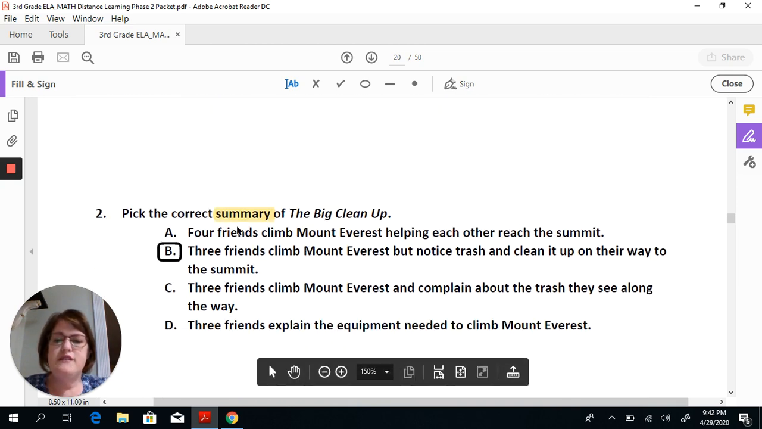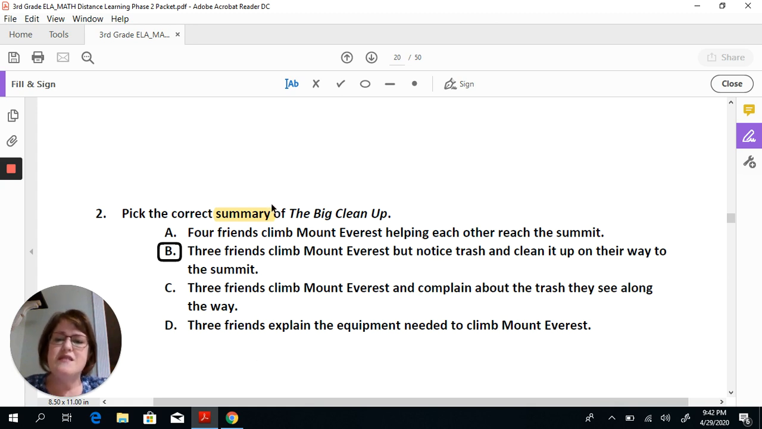Okay, number 2, pick the correct summary of the big cleanup. Boys and girls, remember a summary tells about the most important parts of the story. Sometimes a summary is one sentence, sometimes it's a couple of sentences. So here we just have a one sentence summary. So we've got to think about the summary that best tells about what happens in the story. Obviously, A would be wrong because it says there's 4 friends that climb Mount Everest, helping each other to reach the summit or the top, which is true, but it doesn't really tell us why they're climbing the mountain.